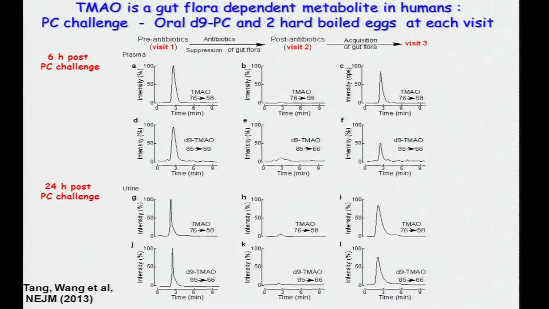What we were able to show is that at baseline, you could readily detect TMAO. This is 6 hours following ingestion of two hard-boiled eggs. If these healthy volunteers were then placed on a cocktail of oral antibiotics and came back 5 or 6 days later and repeated the challenge, the formation of TMAO was virtually completely eliminated, and none was detected in both the plasma and the urine. Then after cessation of the antibiotics, going home and coming back a month later, they repeated the challenge, and now you see it again. So this showed an obligatory role for intestinal microbes in the formation of this metabolite that we're measuring in the blood.